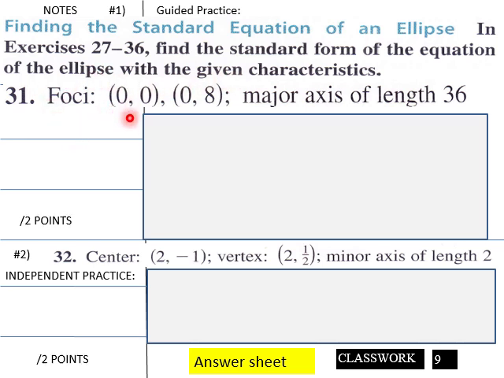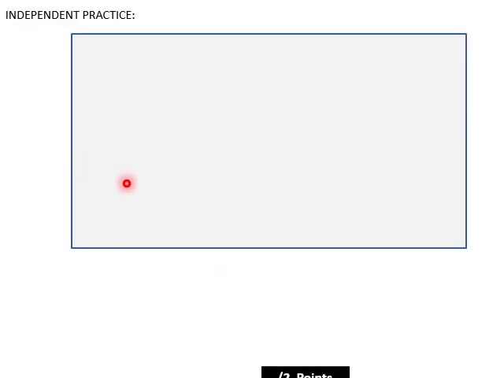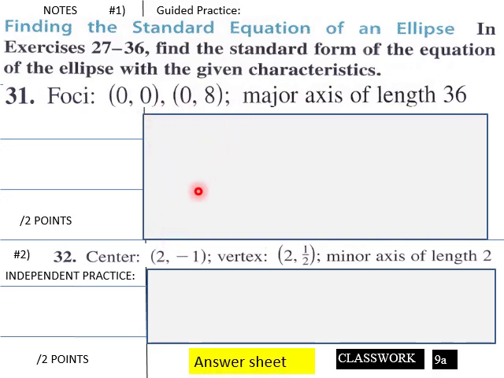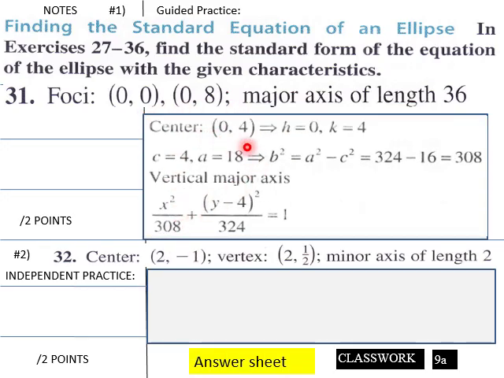Okay, now that we know that, find the standard form of the equation of the ellipse with the given characteristics. We have foci here of (0, 0) and (0, 8). The major axis length is 36. So knowing that, what do we do with it? We can find our center. So we know that the center would be half of this, (0, 4), so h would be 0 and k would equal 4. Our c in this case would be 4.